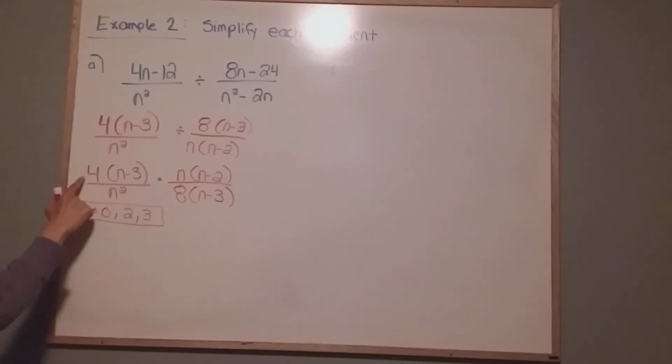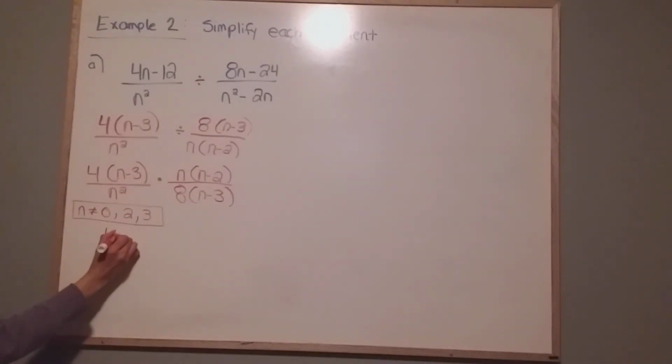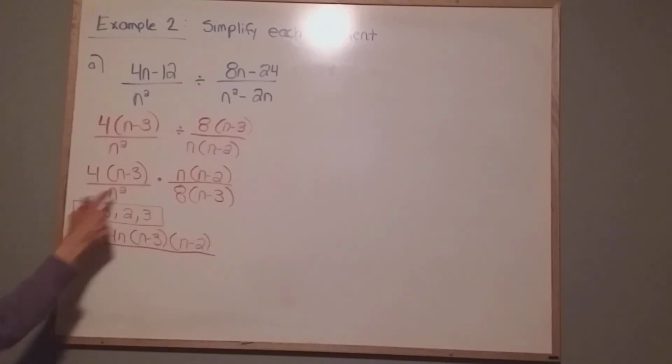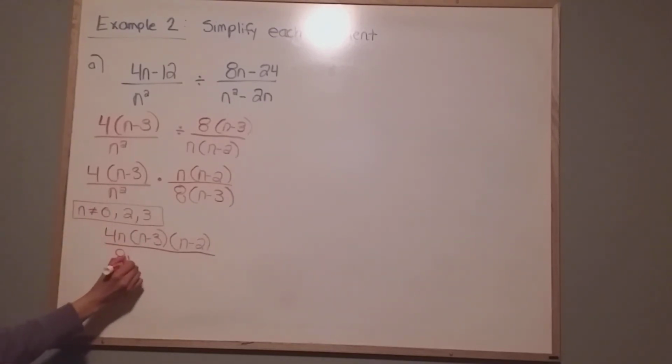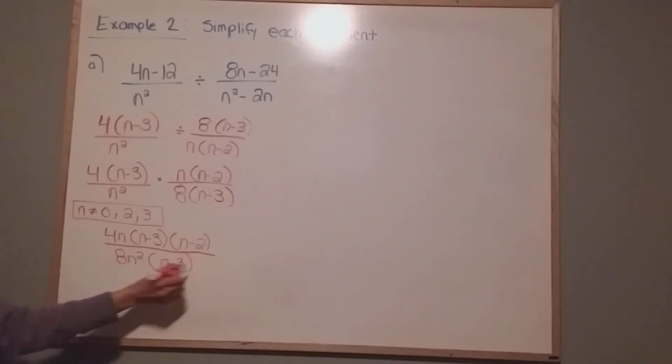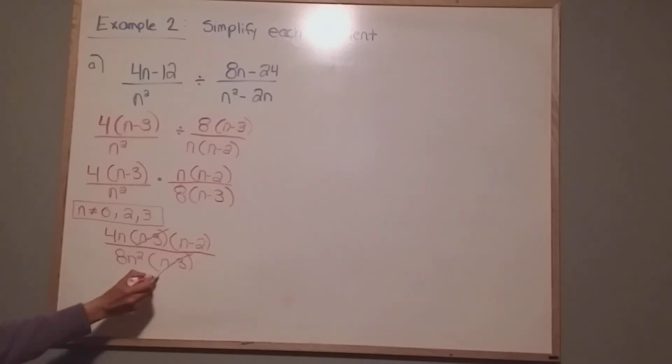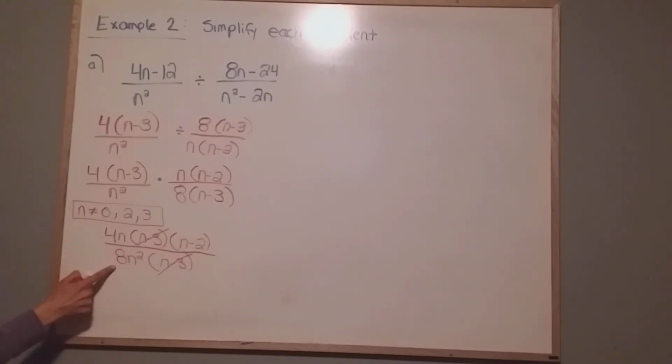Now I multiply. 4 times n gives me 4n. And my binomials stay exactly the same. Now here 8 times n squared gives me 8n squared. And my binomial stays the same. Remember, when you cancel, it's your binomial with your binomial and your monomial with your monomial.